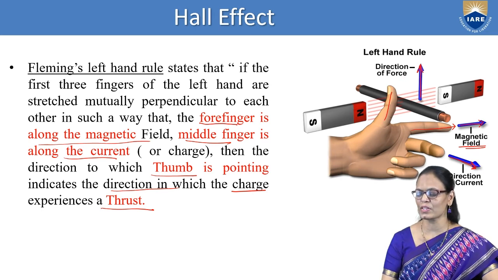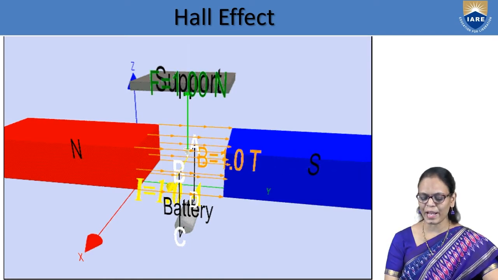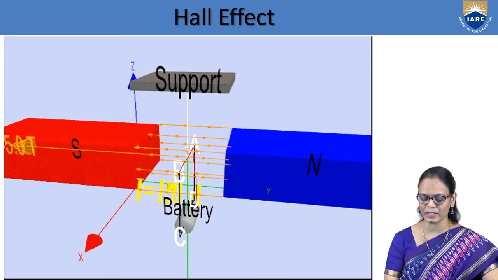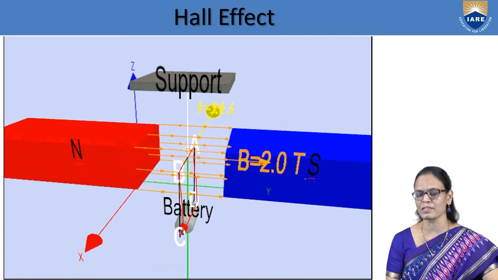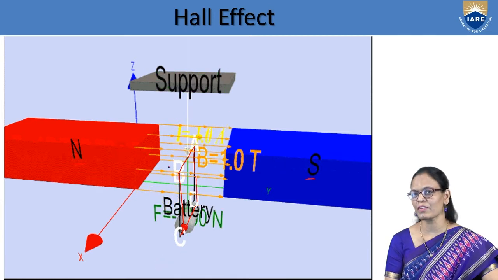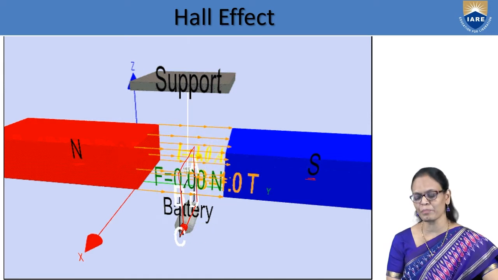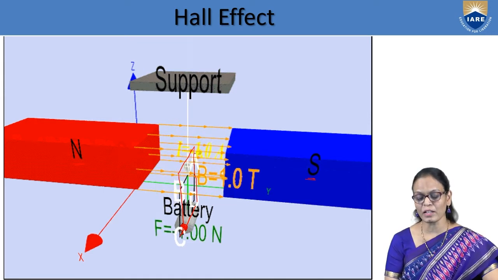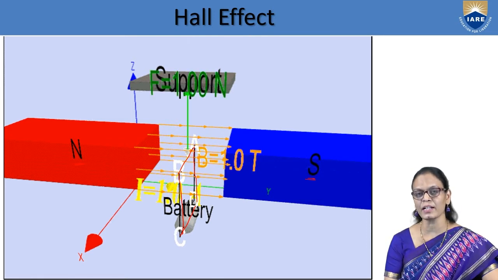So let us see it with the help of a simulation. Now if you see here, we have placed a current carrying conductor in a magnetic field. You can see this is the north pole and this is the south pole. We are placing the magnets with north pole and south pole facing each other so that we have a uniform field in between the two magnets. In the magnetic field, we are placing a conductor which is carrying current.